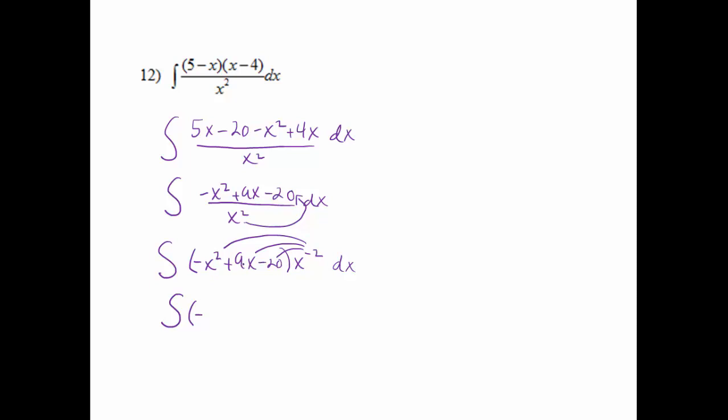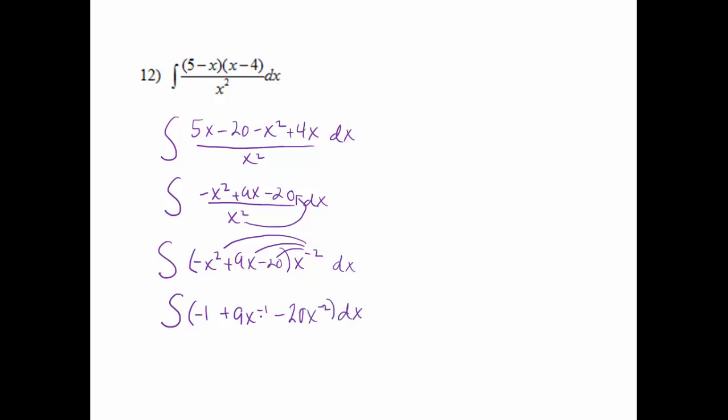This 9x, or negative x to the second times x to the negative 2. If I add my exponents, it's going to be x to the 0, which will just be 1. Okay, and then plus 9. If I add my exponents, x to the 1 and x to the negative 2 will be x to the negative 1, and then minus 20 x to the negative 2.